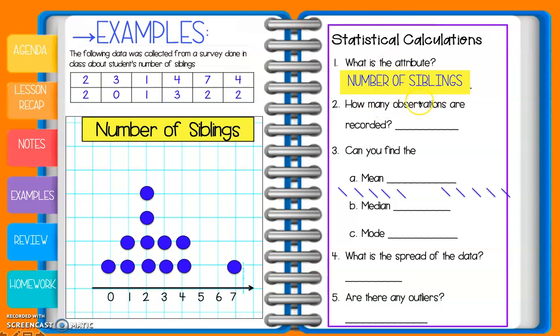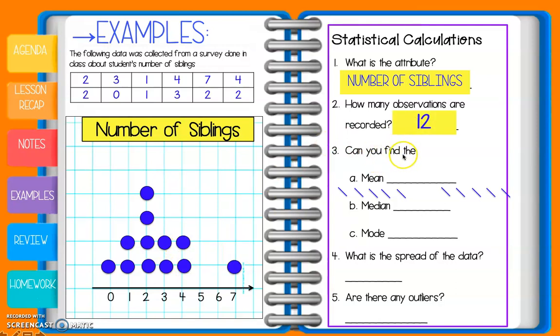Okay, how many observations are recorded? So when you're working with a dot plot and it asks you how many observations, all you have to do is count the dots that are there. So we have 1, 2, 3, 4, 5, 6, 7, 8, 9, 10, 11, 12. So we have 12 observations.